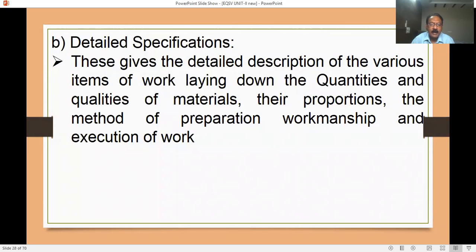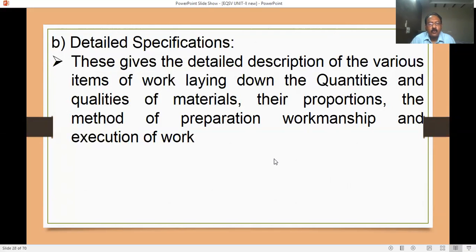What are the various items? Suppose flooring. What is the type of flooring? It's tiles flooring, granite flooring, cement flooring, or marble flooring. They should mention clearly what the finishing of your walls is. Is it smooth finishing or cement finishing, only painting, like that. So a clear description of the various items required.